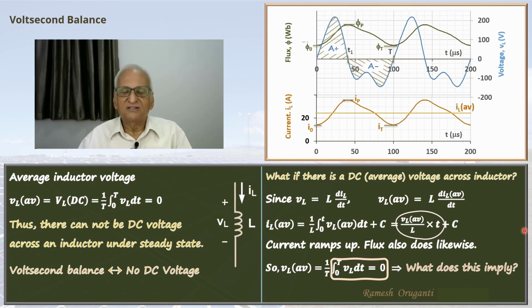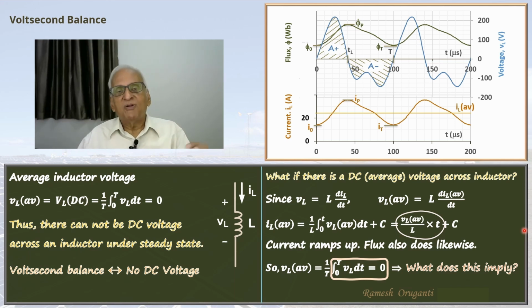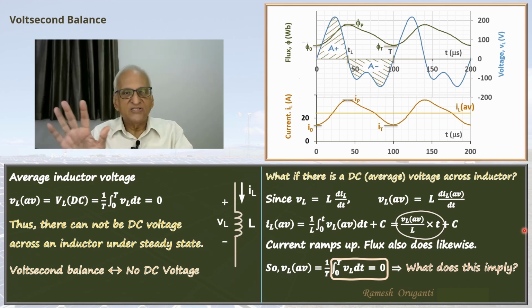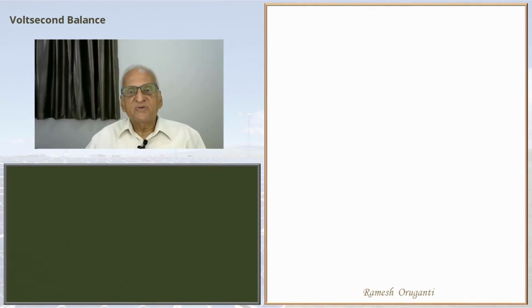So it's a chicken and egg thing. Do you assume that the waveforms are repeated under steady state? From there you obtain Voltsecond balance, and from there you come to the DC average voltage being equal to 0? Or do you go the other way, start straight away with the problem of having DC average voltage non-zero, thereby show that DC average voltage has to be 0, and thereby Voltsecond balance has to be there? Either way is fine. Next we will see how this Voltseconds balance idea applies to a transformer.